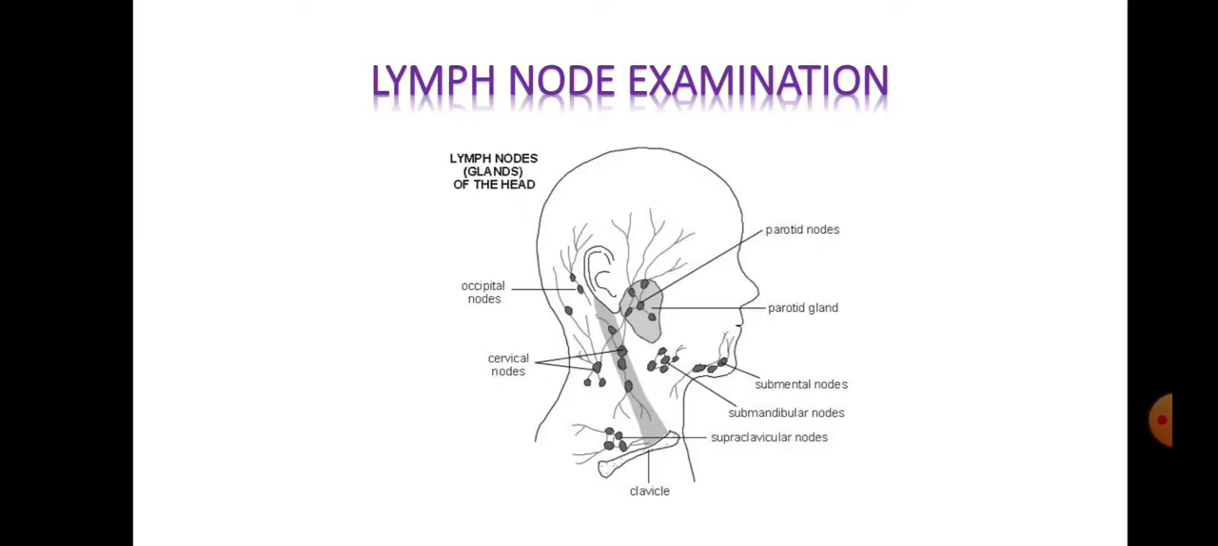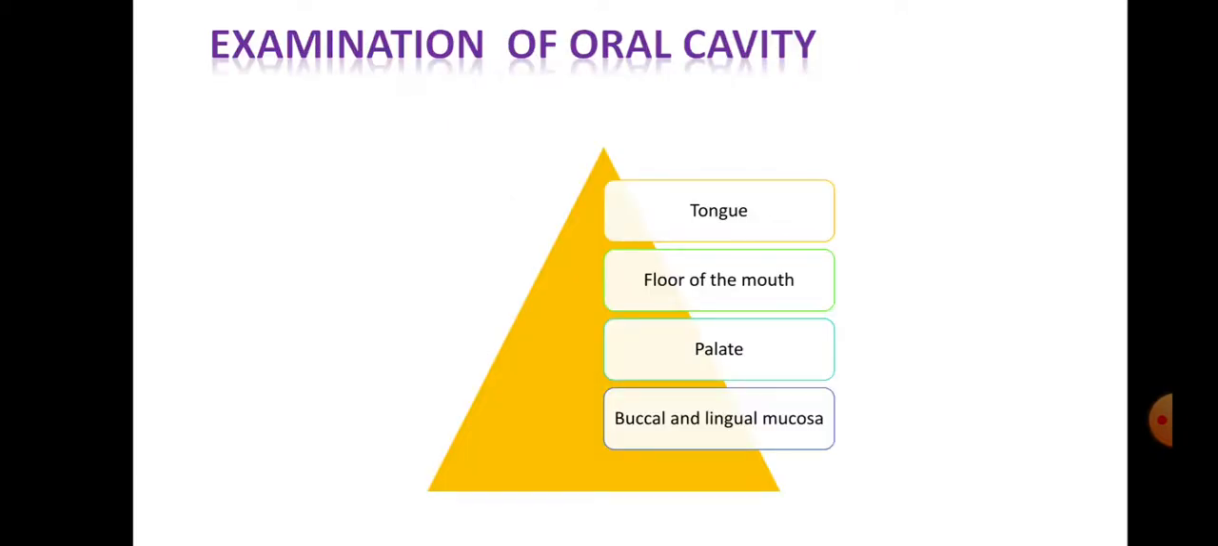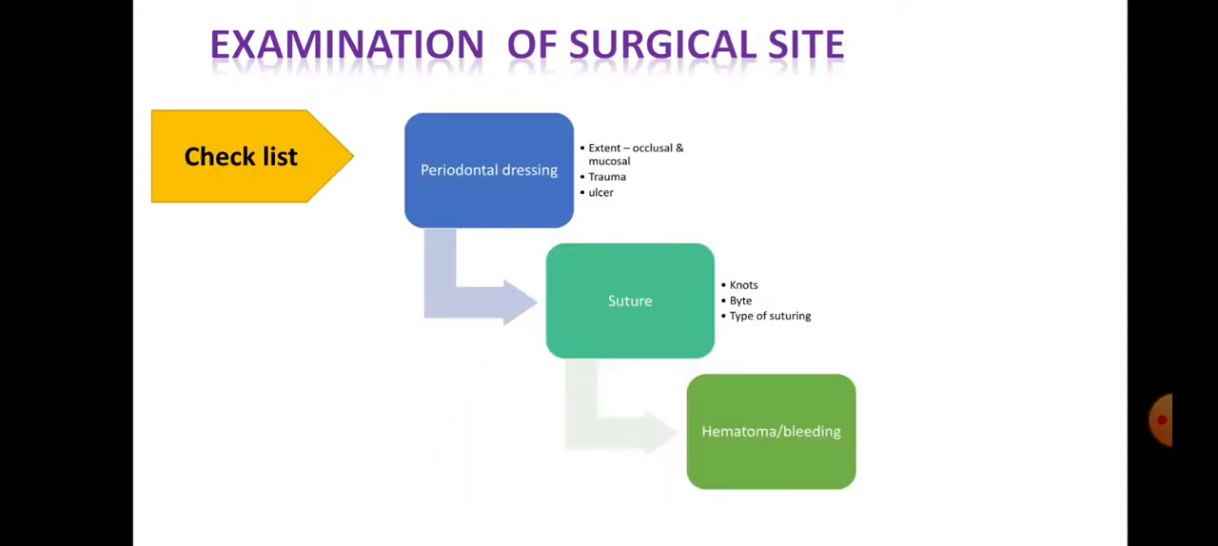So what do we look at in the lymph node examination? We look at the occipital lymph nodes, cervical lymph nodes, submental, submandibular, supraclavicular, parotid nodes and the parotid gland also. Then we examine the oral cavity like tongue, floor of the mouth, palate and buccal and lingual mucosa for any kind of abnormalities. Then we examine the surgical site.